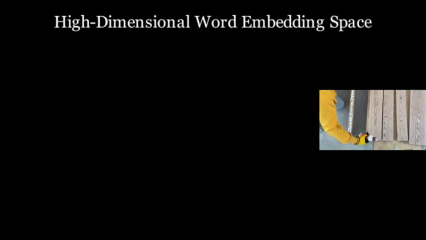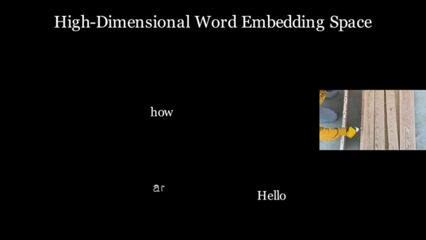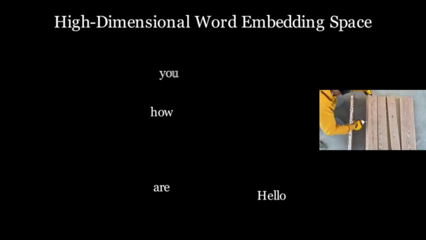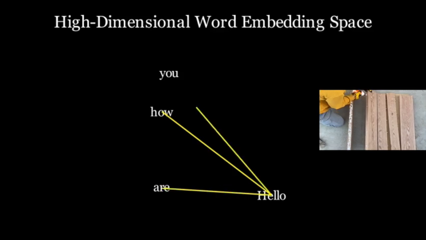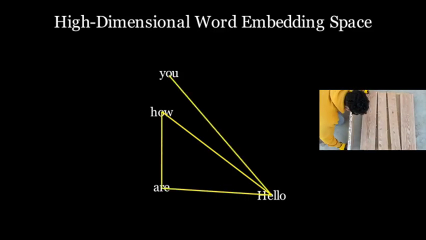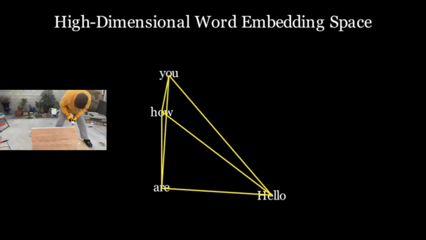In this vector space, words with similar meanings are positioned closer together. For instance, king and queen are nearby, and words like Germany and Italy have directional relationships, reflecting real-world knowledge.